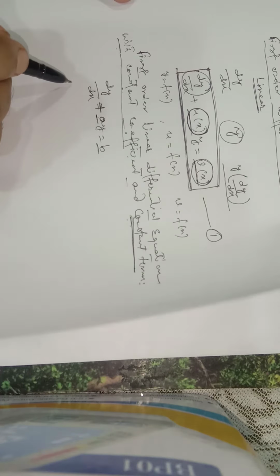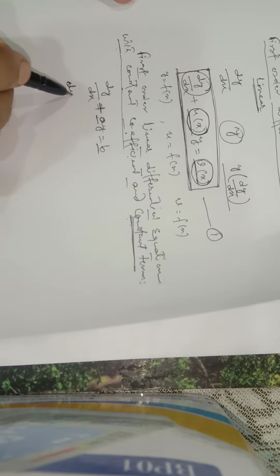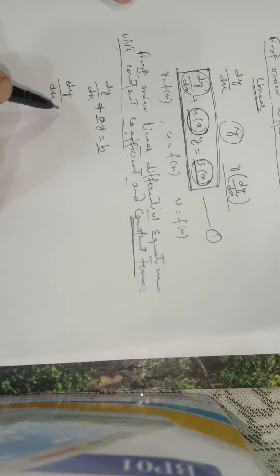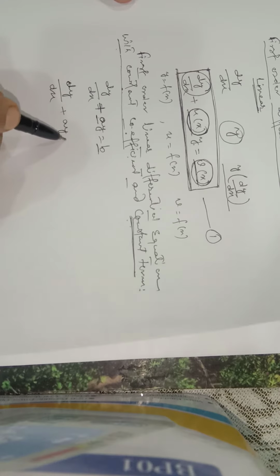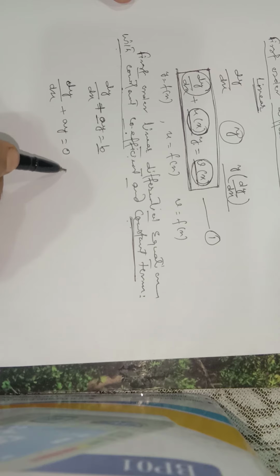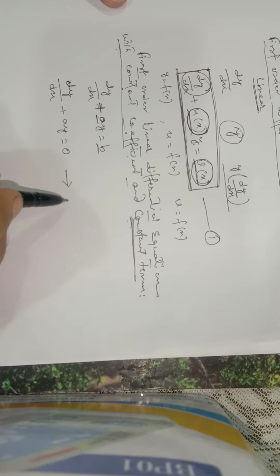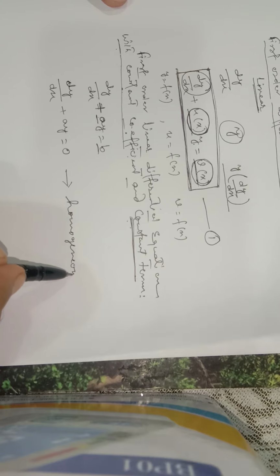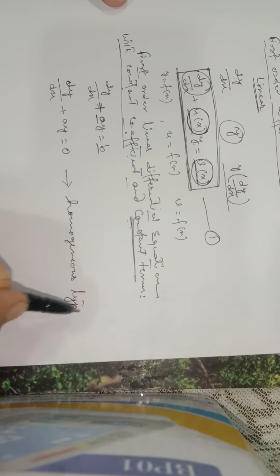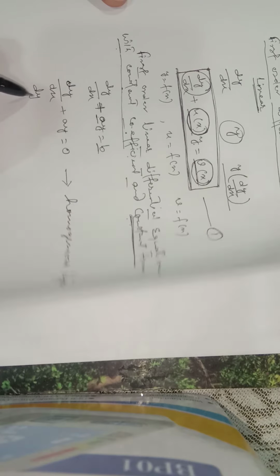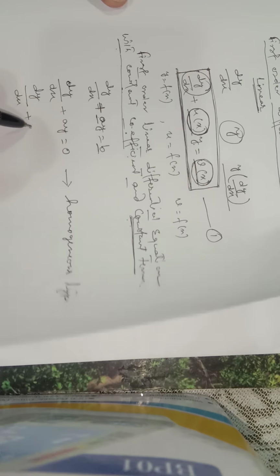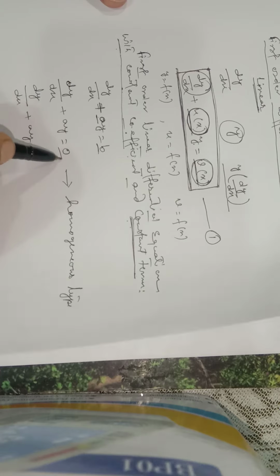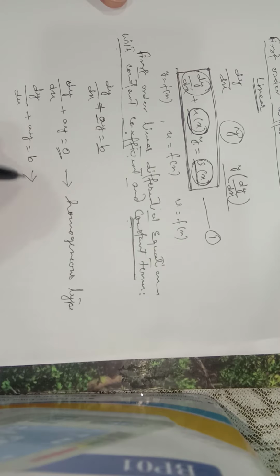Now if we get this function in that way, that is dy by dx plus ay is equal to 0, then it is a first order linear differential equation of homogeneous type. And if we write dy by dx plus ay is equal to any constant other than 0, like b, then it is a case of non-homogeneous type.